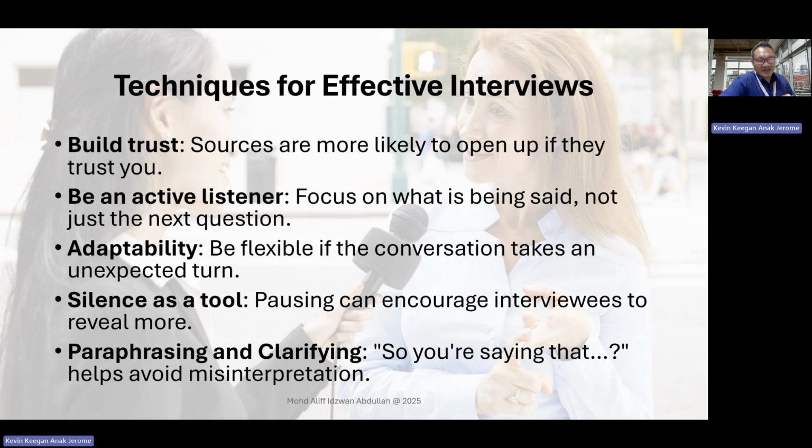Paraphrasing and clarification. You want to clarify by saying, so you're saying that, to avoid misinterpretation. Make sure the info is very concise.